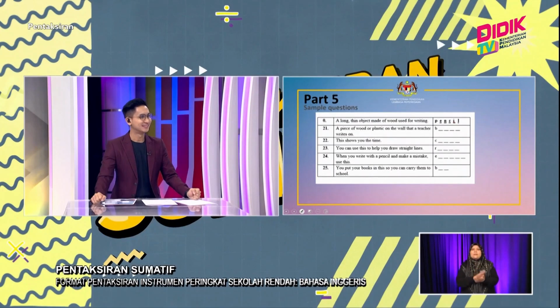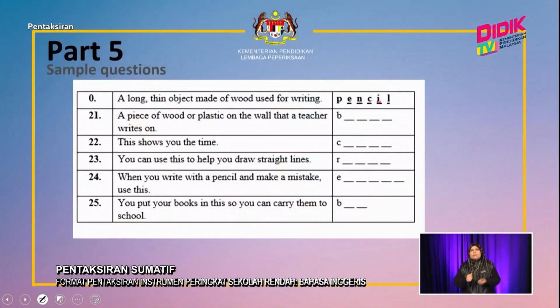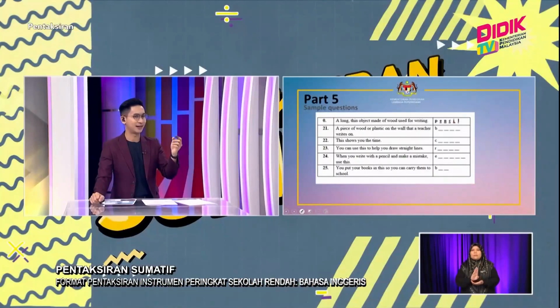All right. Number 24. When you write with a pencil and make a mistake, use this. When you make a mistake, you use this. I know we always say we call it rubber, but the other word for it is eraser. E-R-A-S-E-R. Is that correct?